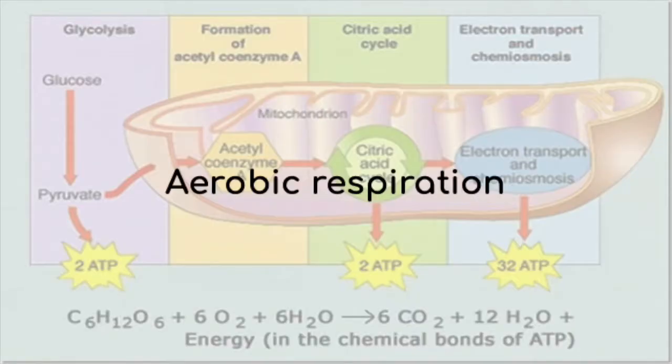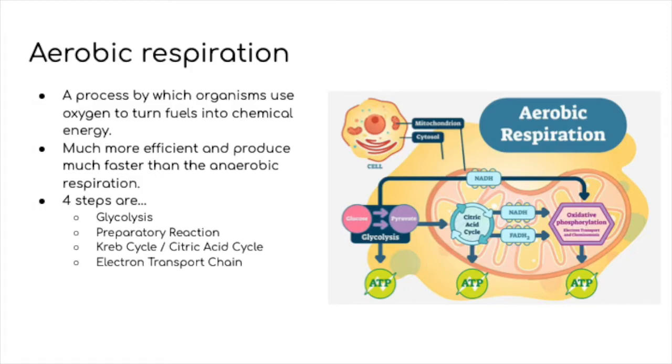Aerobic respiration. Aerobic respiration is the process by which organisms use oxygen to turn fuels, such as fats and sugars, into chemical energy. Respiration is used by all cells to turn food into energy that can be used to power cellular processes. The product of respiration is a molecule called adenosine triphosphate, or ATP, which uses the energy stored in its phosphate bonds to power chemical reactions. It is often referred to as the currency of the cell.